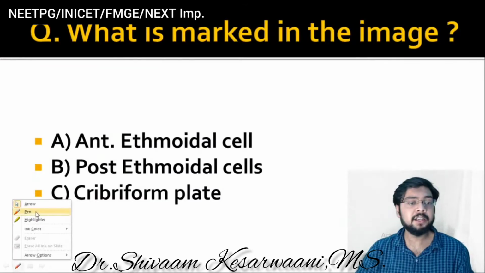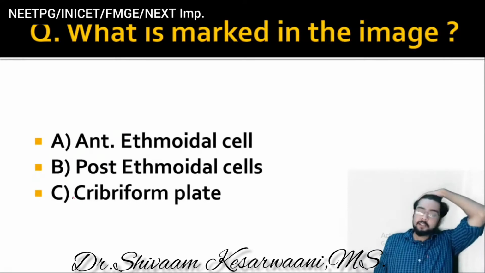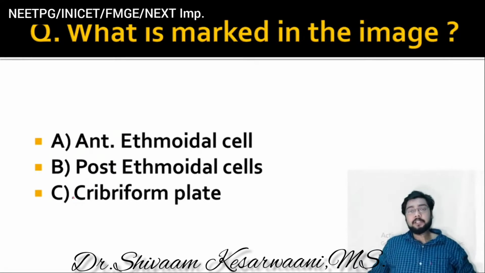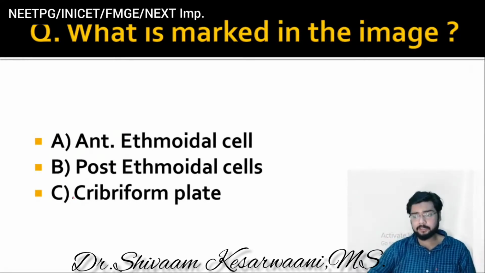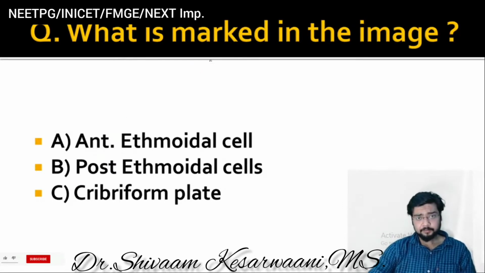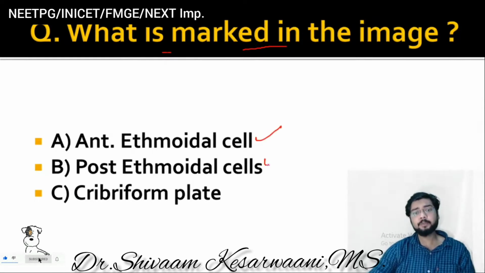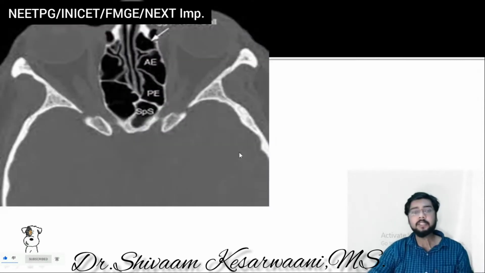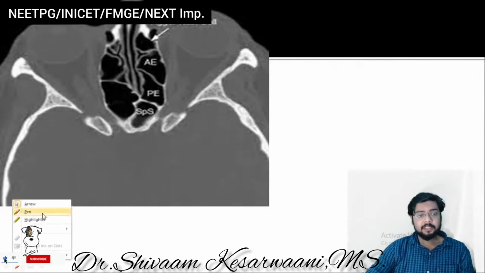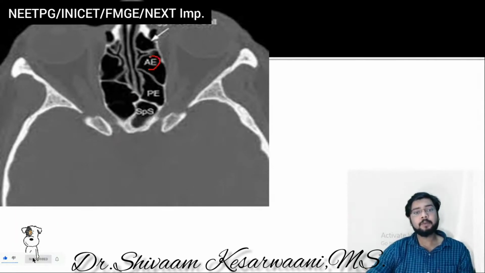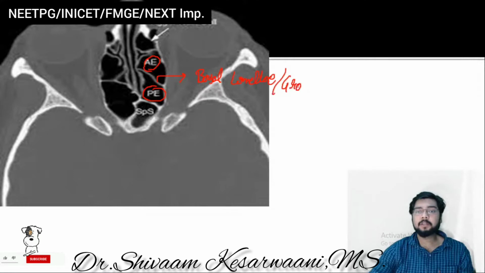A very interesting question they had asked about CT scan of nose and paranasal sinuses. I have already told you how important it is to know the CT scans of nose and paranasal sinus. They had marked an area in the CT scan and asked whether it is anterior ethmoidal cell, posterior ethmoidal cell, cribriform plate, or what else. Already we had discussed in our class that the anterior ethmoidal air cells are divided from the posterior ethmoidal air cells by a structure called basal lamella, or ground lamella.